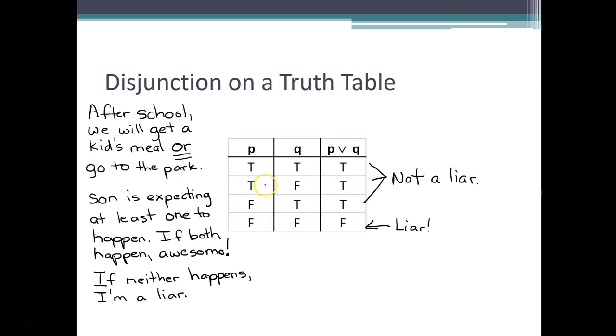So as long as I get the kids' meal, that's one of them being fulfilled. False, true, that's not getting a kid's meal but going to the park. That's still okay too because I gave him one of those. But false, false means neither kid's meal nor the park. Now he's unhappy and he doesn't know if he can trust my word. So that's where I become a liar.